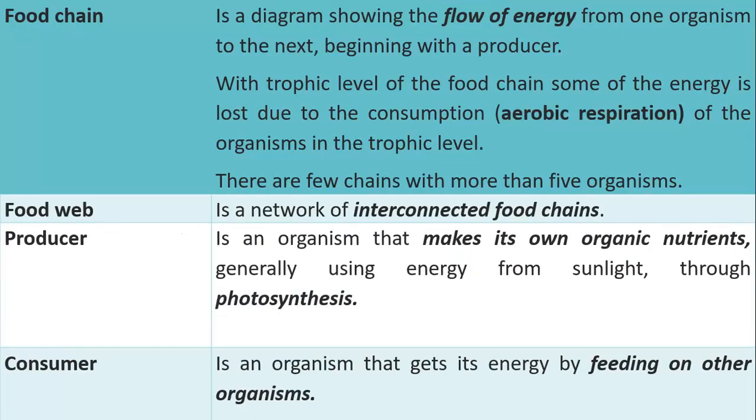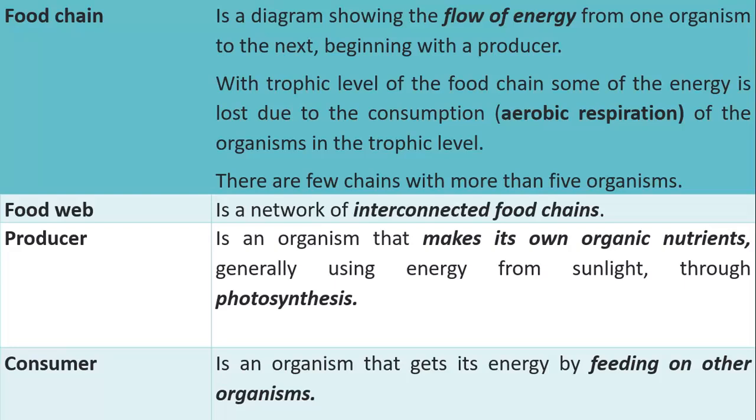Okay. What is a producer? It is the organism that can make its own organic nutrients by using energy from sunlight by photosynthesis. So please, if you are asked to define producer, do not say plants, because there are other producers. Some of them are fungi and some of them are bacteria. Any organism that can do photosynthesis is a producer. So please make sure that you mention this definition.